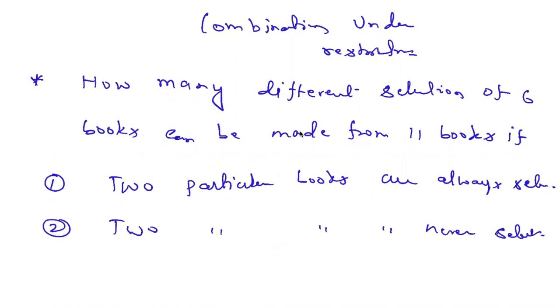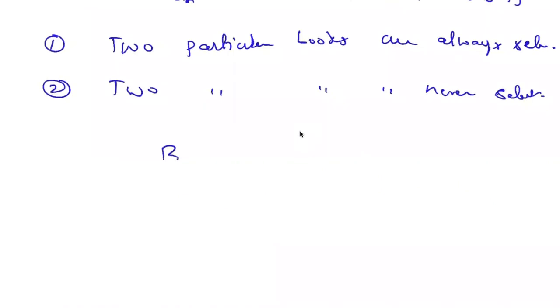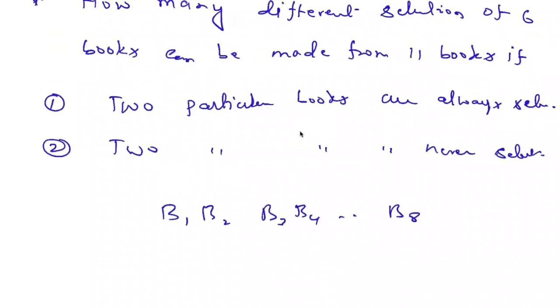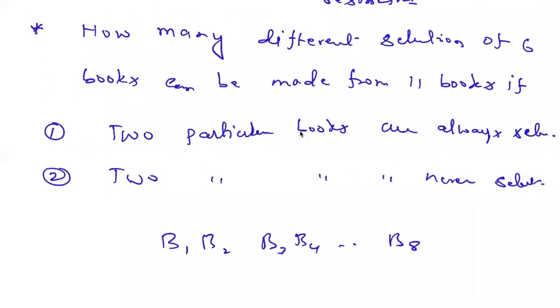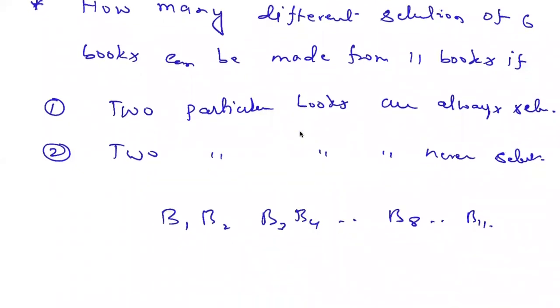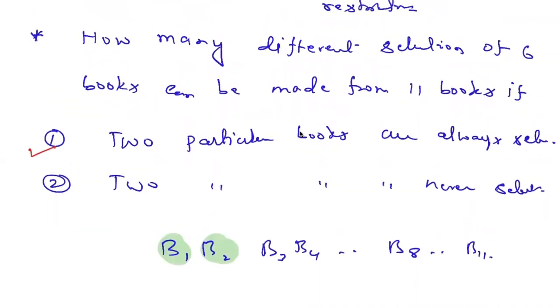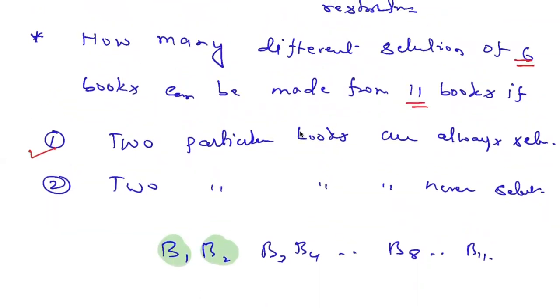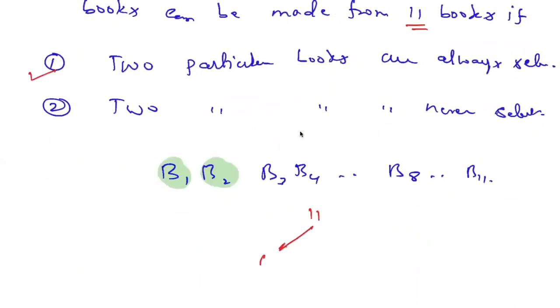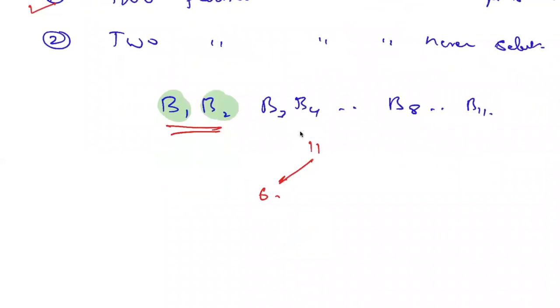In this case, it's given that the books are numbered B1, B2, B3, B4 up to B11. 2 particular books, let's suppose these are B1 and B2. First case, what is the question? 2 particular books are always selected and we have to select 6 books out of 11. We have already selected these 2 books, B1 and B2.